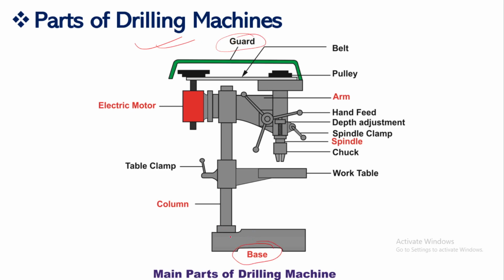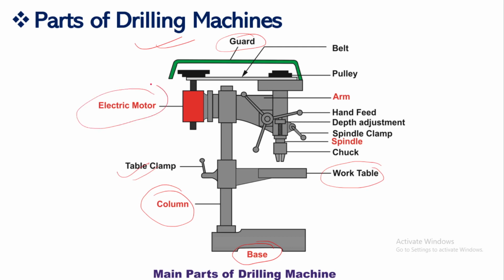And on the base there is a column, as we have discussed in the previous one. And then after, this is a work table. The work table is that on which the workpiece will be placed, and this is adjustable. Using this table clamp we can adjust it, and the height can be adjusted.